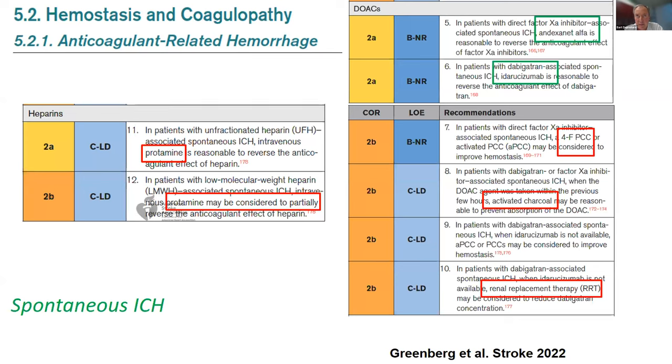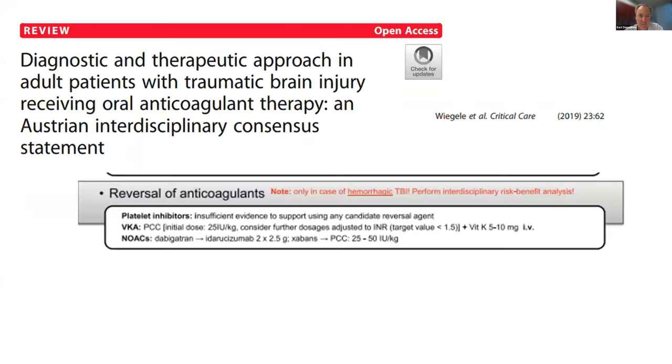And that is not available and not reimbursed in all countries, but at least in Belgium and in our hospital, it is. And that is preferred. If you don't have it, or maybe even in addition, PCC can be considered. And if patients have taken their inhibitor quite recently, also activated charcoal may be considered to stop the absorption of that. And in really serious situations where you're with the back against the wall, then renal replacement therapy can be considered. But that's quite rare, obviously.